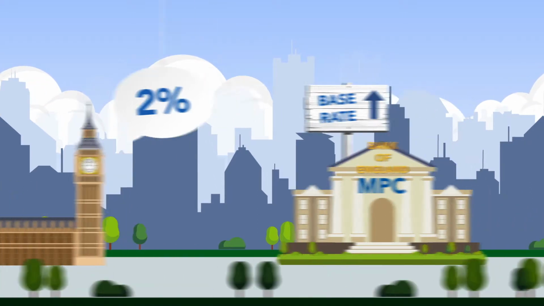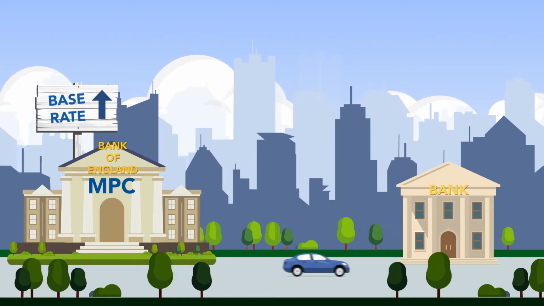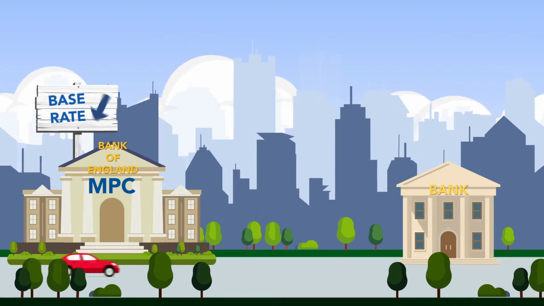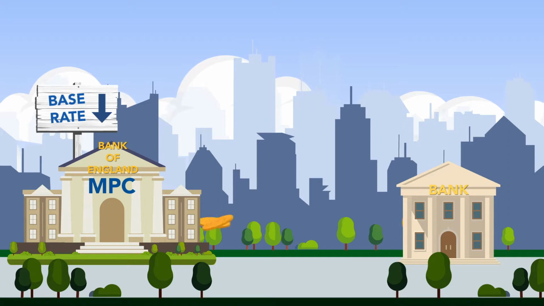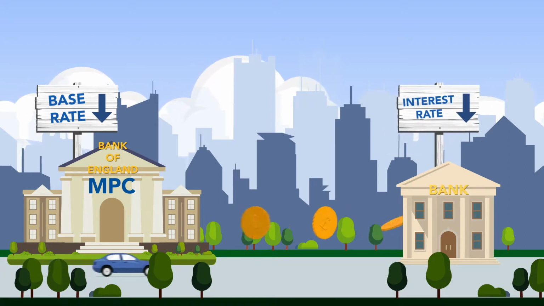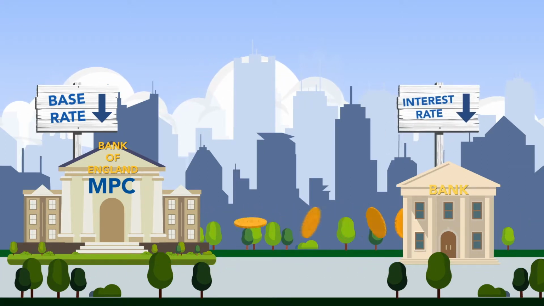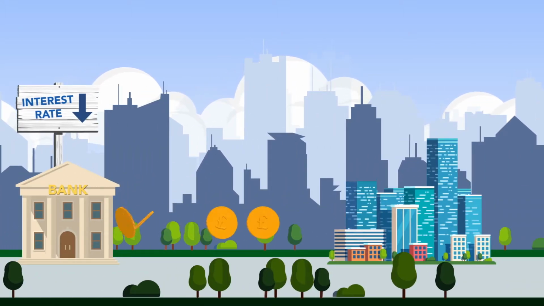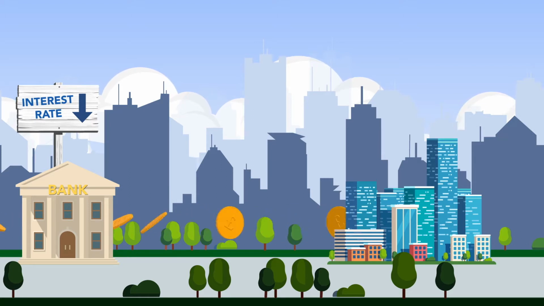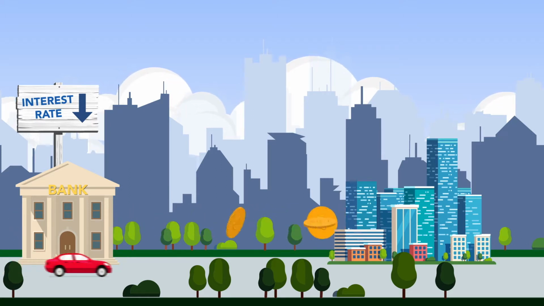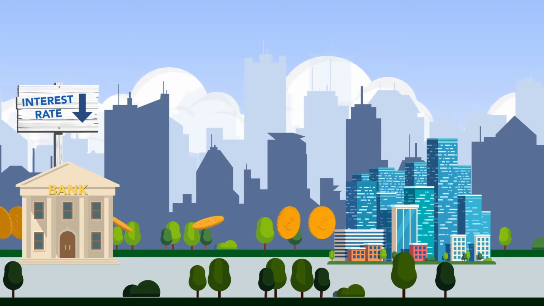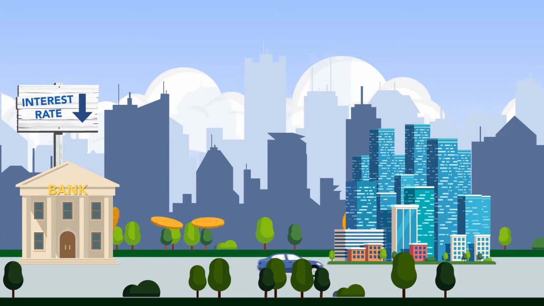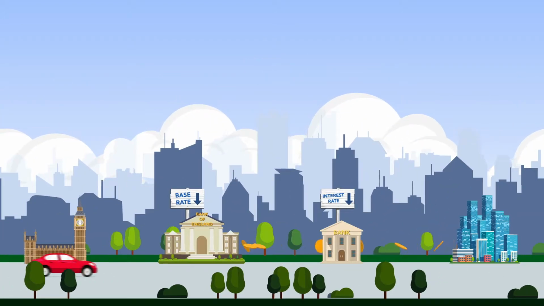This is the rate of interest charged by the bank for overnight loans to commercial banks. When the base rate is lowered, it's cheaper for banks to borrow money from the Bank of England, which encourages them to borrow more and lower their own interest rates. This in turn reduces the cost of borrowing for businesses and consumers, encouraging them to borrow and spend more as well. The result can be increased spending, economic growth, and a rise in inflation.